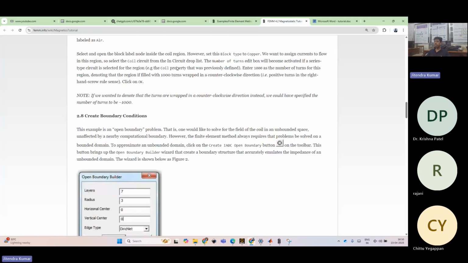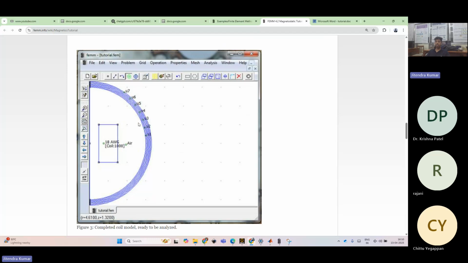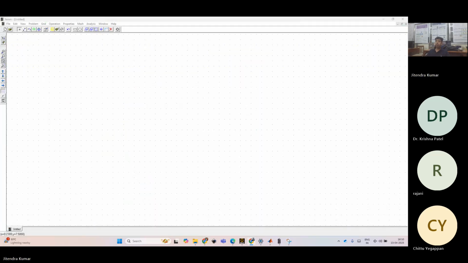Something like this it should look like after modeling all those. It is basically node by node you have to draw. You have to create multiple nodes like here. This is one node. This is another node, right? So two nodes I have created. I hope you are able to see this.